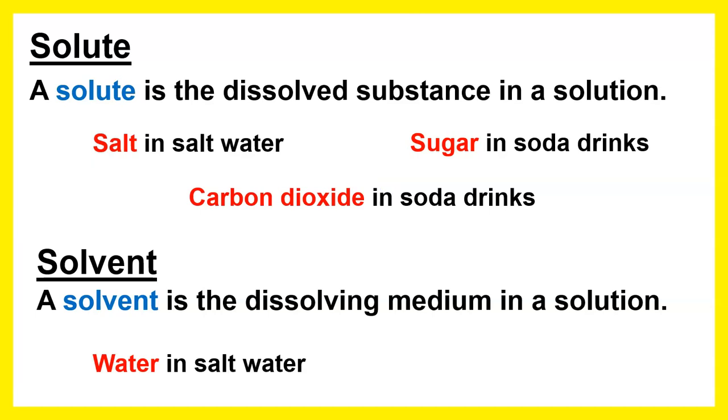In our saltwater example, water would be the solvent, and in our soda example, water would be the solvent. They dissolved a bunch of stuff into water to make the soda. Identifying which substance is the solute and the solvent is important because we will use things like their masses or their volumes to perform our calculations.